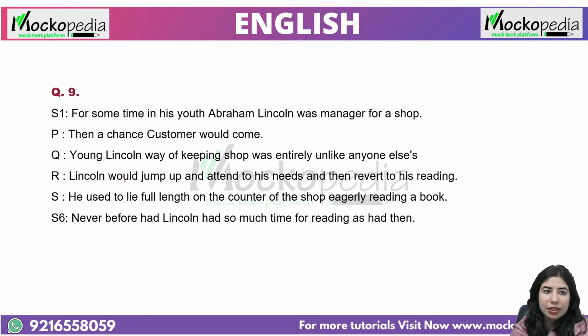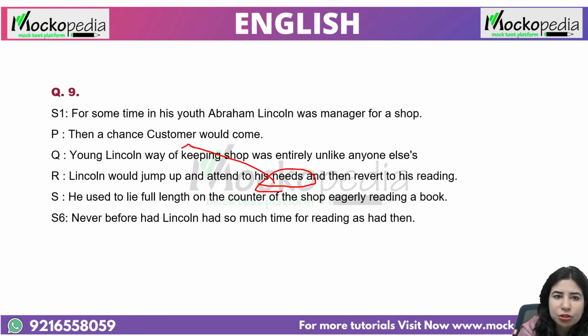So if you are going to see, we need to look for some association. Then a chance customer would come, Lincoln would jump up and attend to his needs. So his needs refers to the customer. So that's what I could gather in my first reading, that the customer and the response of Lincoln have to be associated. So I am concluding that P and R work as a mandatory pair. Now look at this. These are little details that you can see. Young Lincoln's way of keeping shop was entirely unlike.